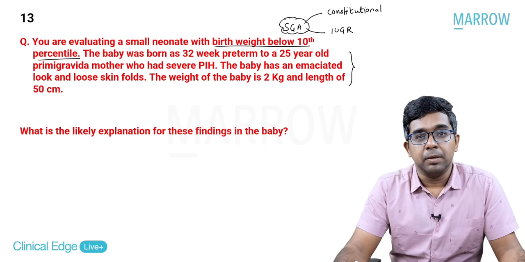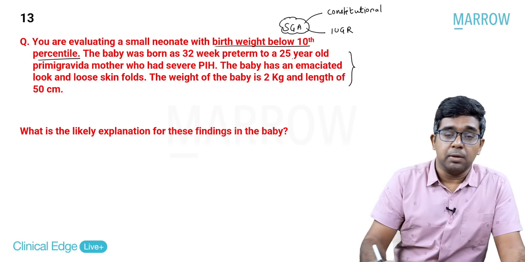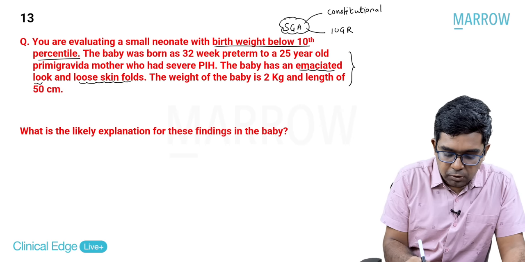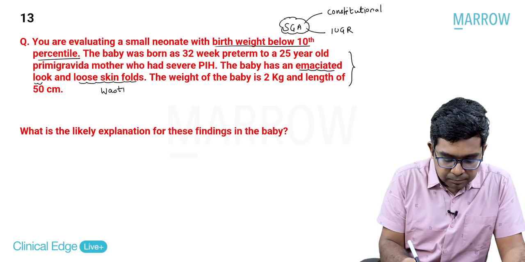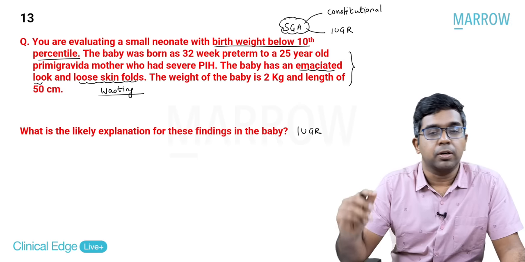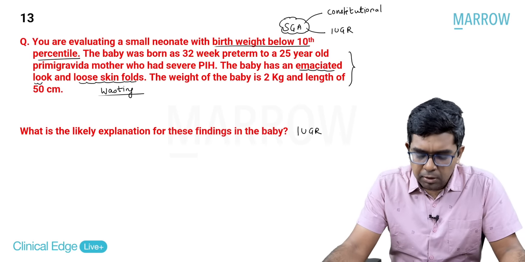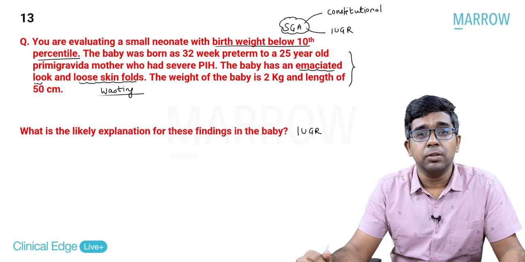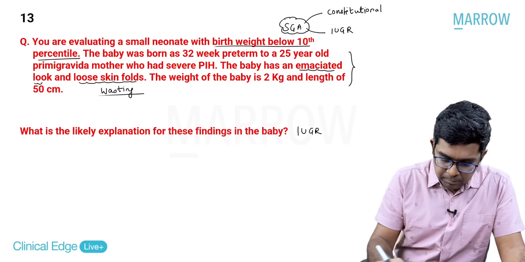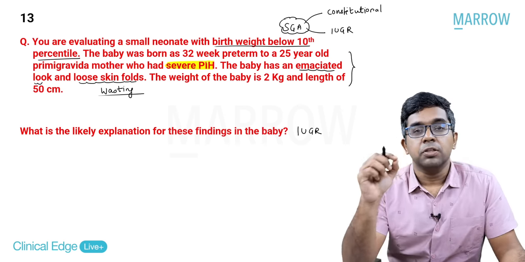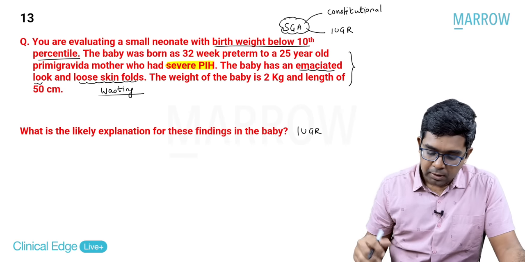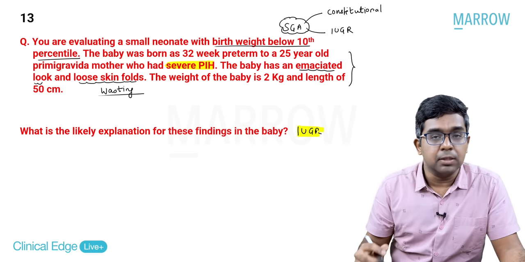What is the condition in this baby? Is it IUGR or constitutional? It is definitely IUGR, because you can see in this question, it is written emaciated look as well as loose skin folds, which indicate evidence of wasting. And presence of wasting would indicate the possibility of IUGR in this particular baby, intrauterine growth restriction. Also, you can see there is a risk factor why this baby should develop IUGR. It is very clearly written, the mother had severe PIH, which is one of the maternal factors predisposing to intrauterine growth restriction. So definitely it's going to be IUGR as a clinical diagnosis in this baby.